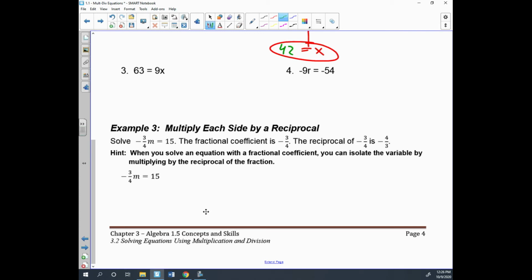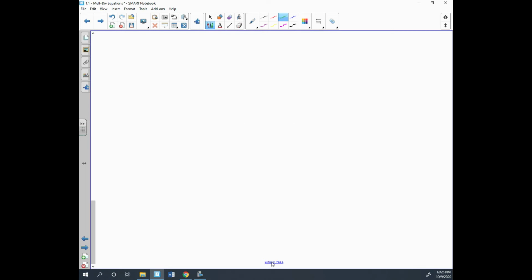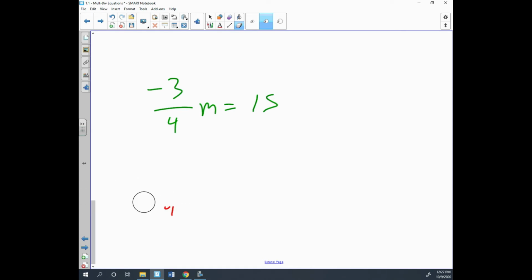But what in the world is going to happen when I get something like negative 3/4 m equals 15? I'm going to just rewrite it here so we have it nice and big. Negative 3/4 m equals 15. Okay? Now, we have a couple different ways that we can do this and figure it out. If I just had m over 4 equals something, I would times it by 4, right? So we could do that.